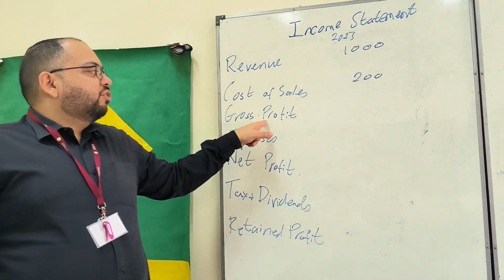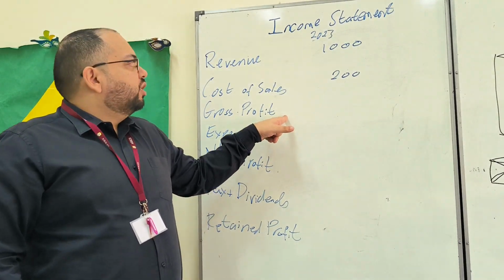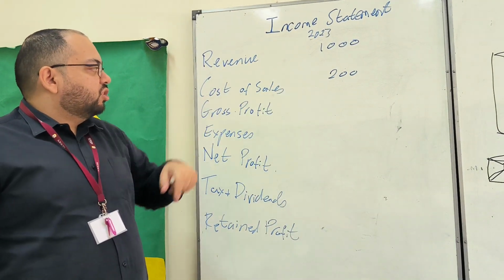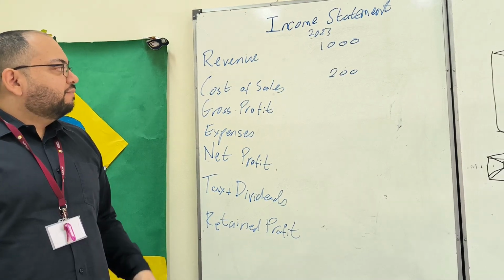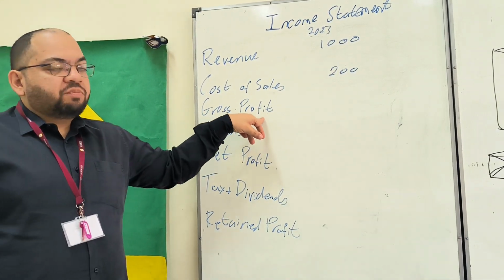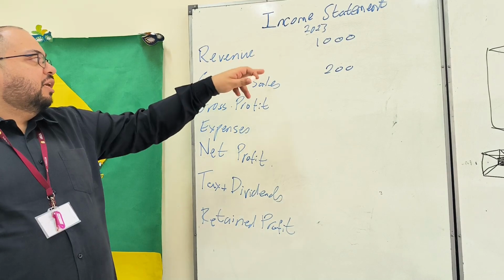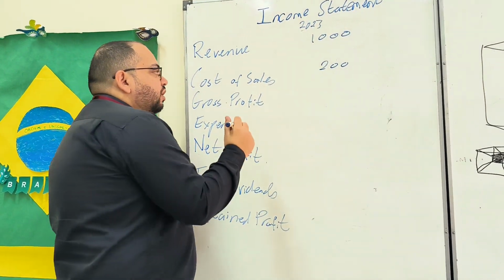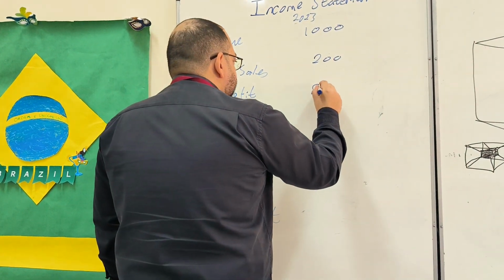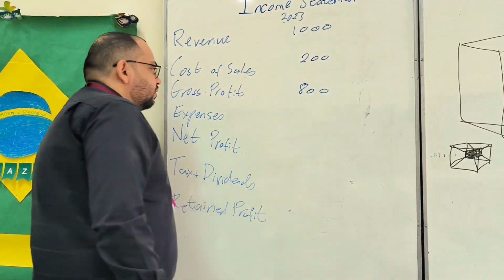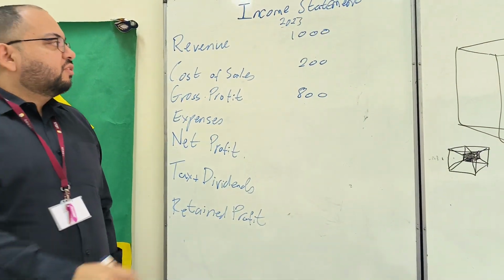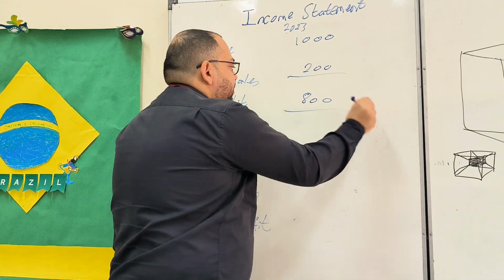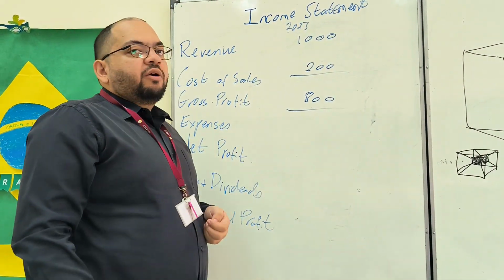So you're left with then your gross profit figure, which is your revenue minus your cost of sales. So what is that? That will give you your gross profit figure. So here your revenue is 1,000, your cost of sales is 200, your gross profit obviously is 800. So now we have our gross profit figure. Let's put a line here and a line there.